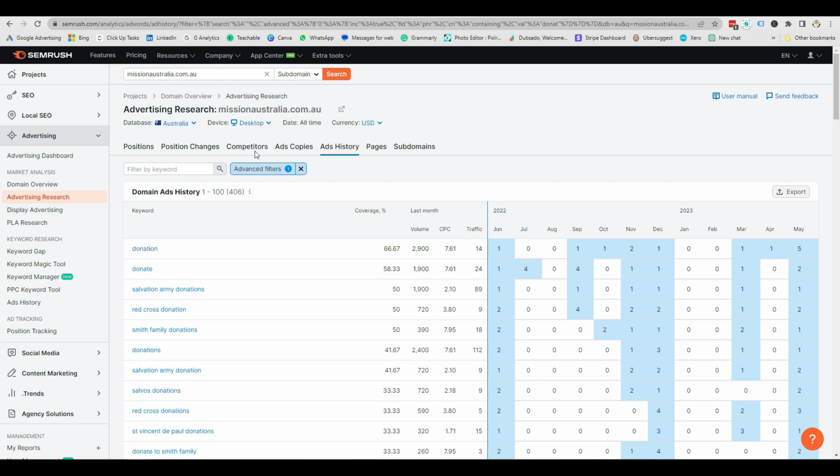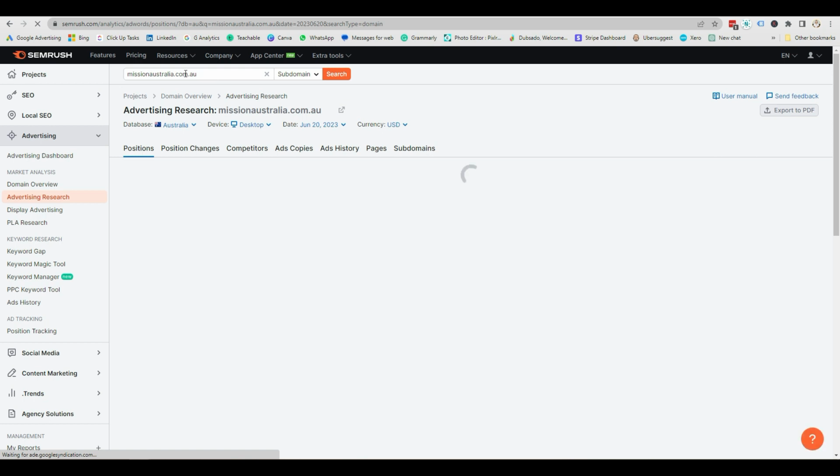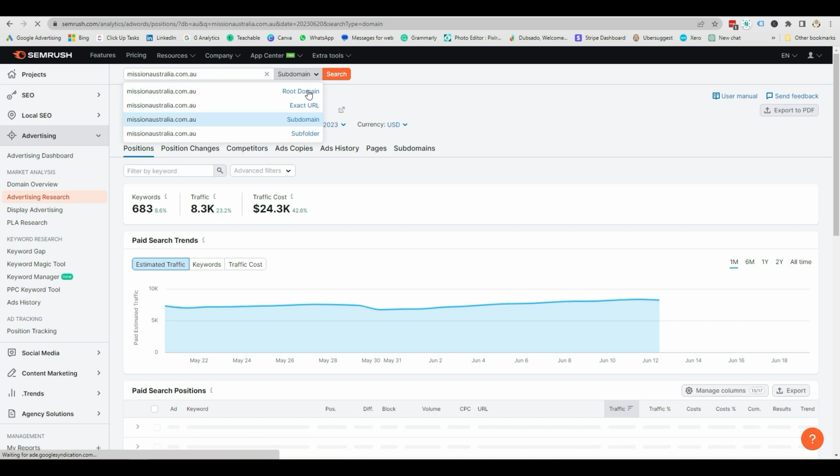Alright, so in the Semrush platform here, we're just going to jump straight into advertising. Once we're in advertising, we'll go to advertising research. And once we get into advertising research, we're going to type in missionaustralia.com.au. Then we're going to select the root domain. That just means we want to include the entire domain, and then we will hit search.